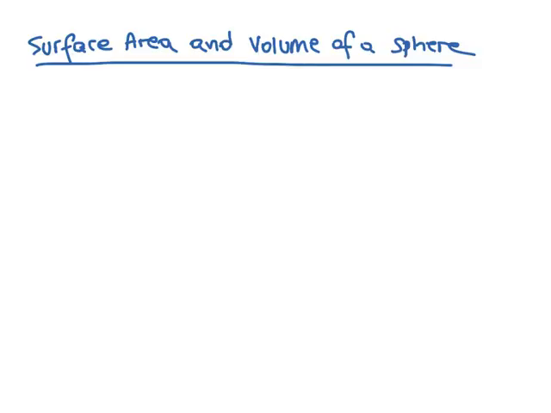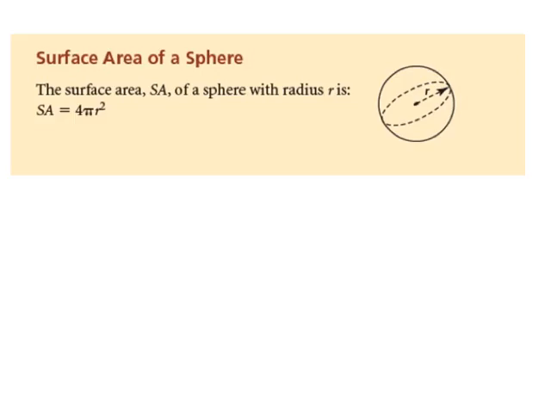Surface area and volume of a sphere. The surface area of a sphere is defined by a specific formula. It is considered to be 4 circles. That is why it's 4 times pi r squared.